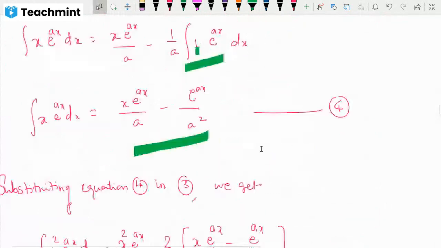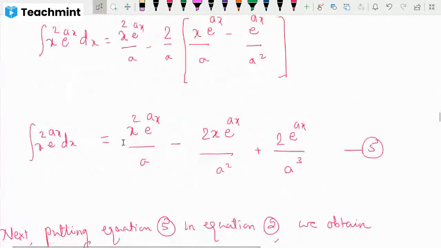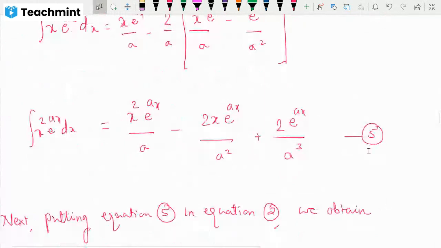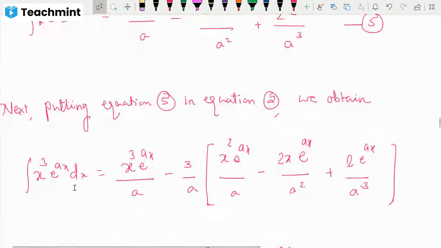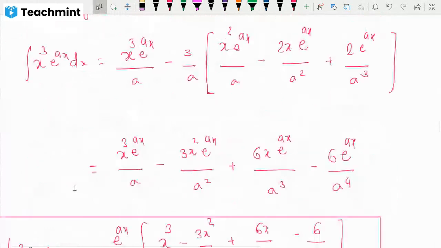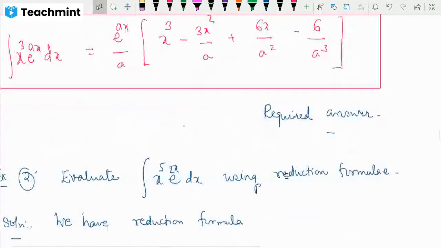So here, substituting equation 4 in 3, what do we get? It gives us the value of integration x square e raised to ax dx, which is nothing but equation number 5. Again we put equation 5 in equation 2, and that directly gives us the required value of the integration, and it is nothing but e raised to ax upon a after some simplification, in the bracket x cube minus 3x square upon a plus 6x upon a square minus 6 upon a cube, and that was the required answer.